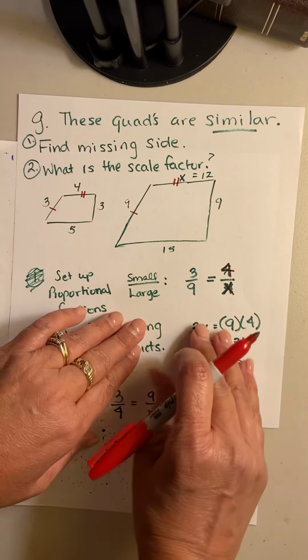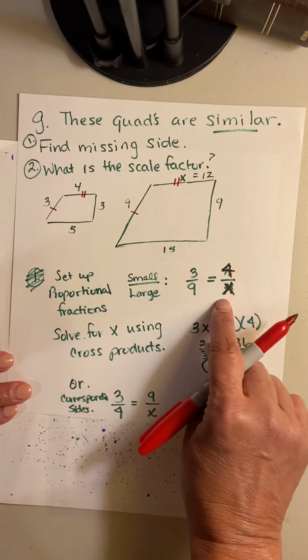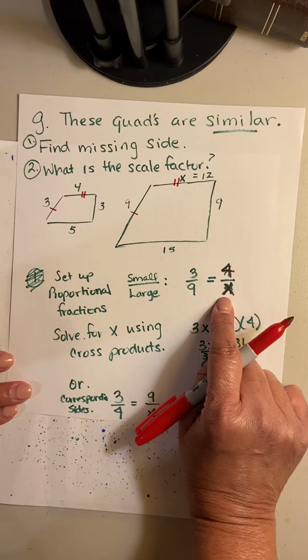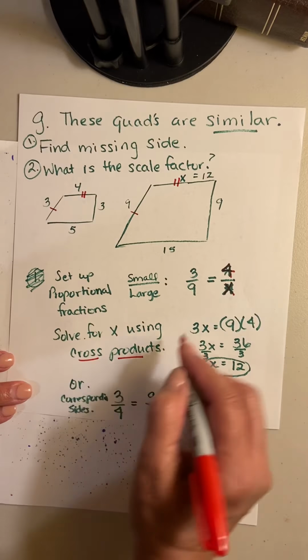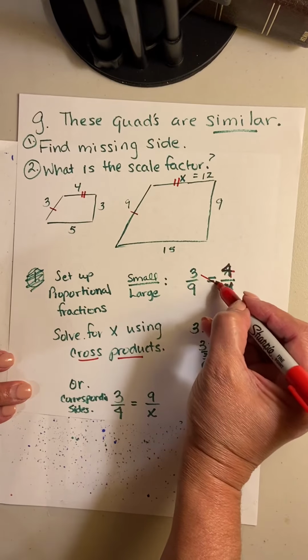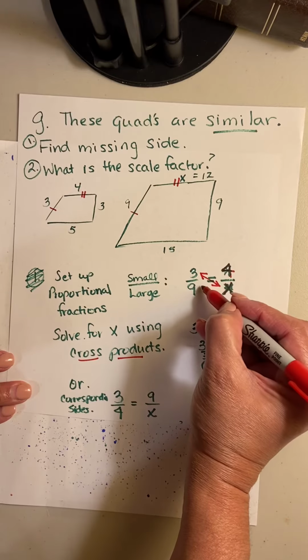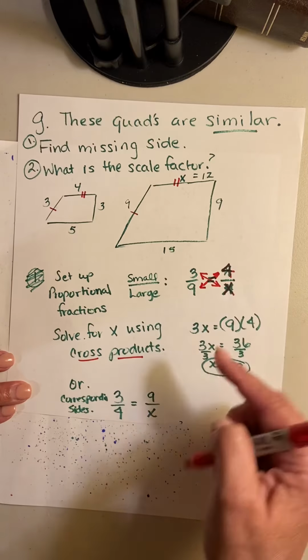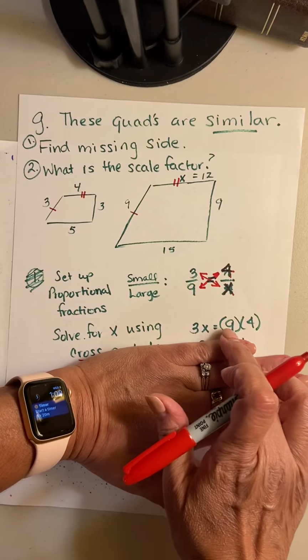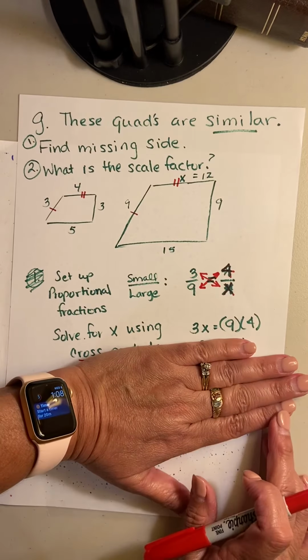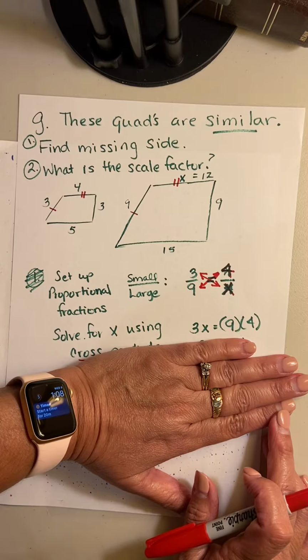Now, when we've got a proportional statement like this and we're missing a side, I'm going to solve for X using cross products, which means I'm going to multiply 3 times X is going to equal 4 times 9. Okay, and so that's what I did. I set up 3 times X equals 9 times 4. All right, and then I solve for X.